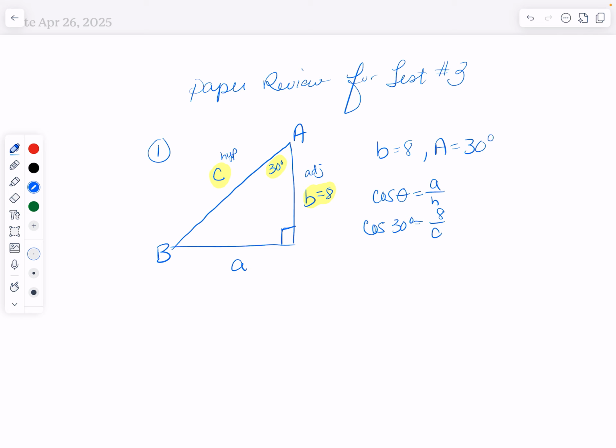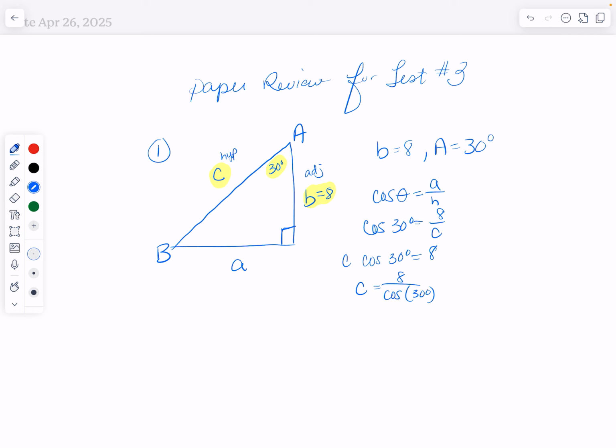Now I have to solve for C. So C equals cosine 30 degrees equals 8. I meant to say C times cosine 30 degrees equals 8. So C equals 8 divided by cosine of 30 degrees. So now I'm going to use my calculator to figure out what that is.